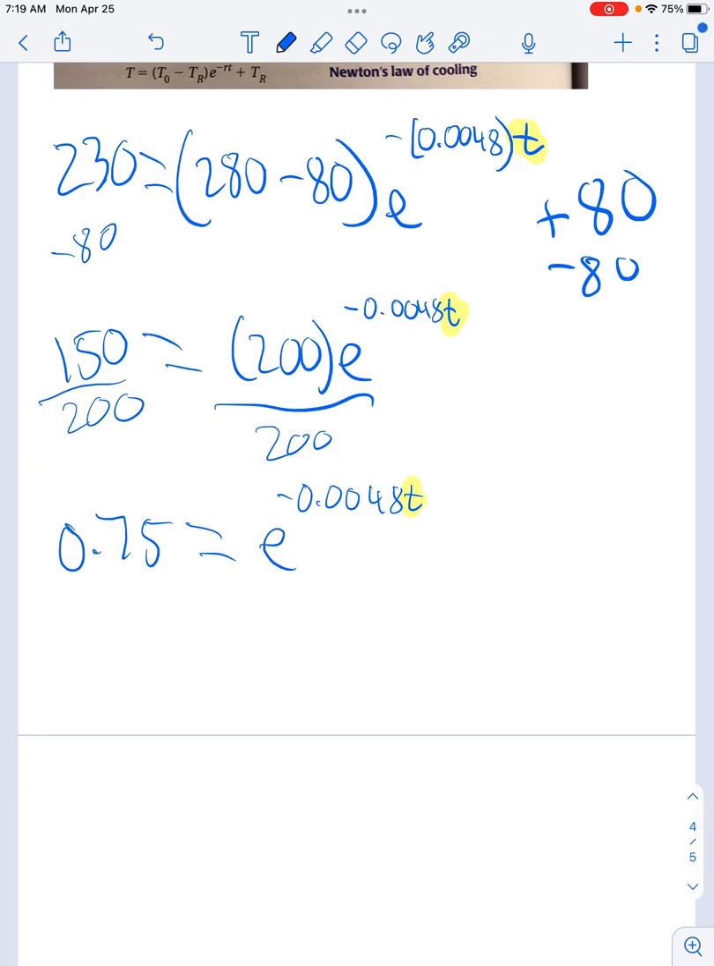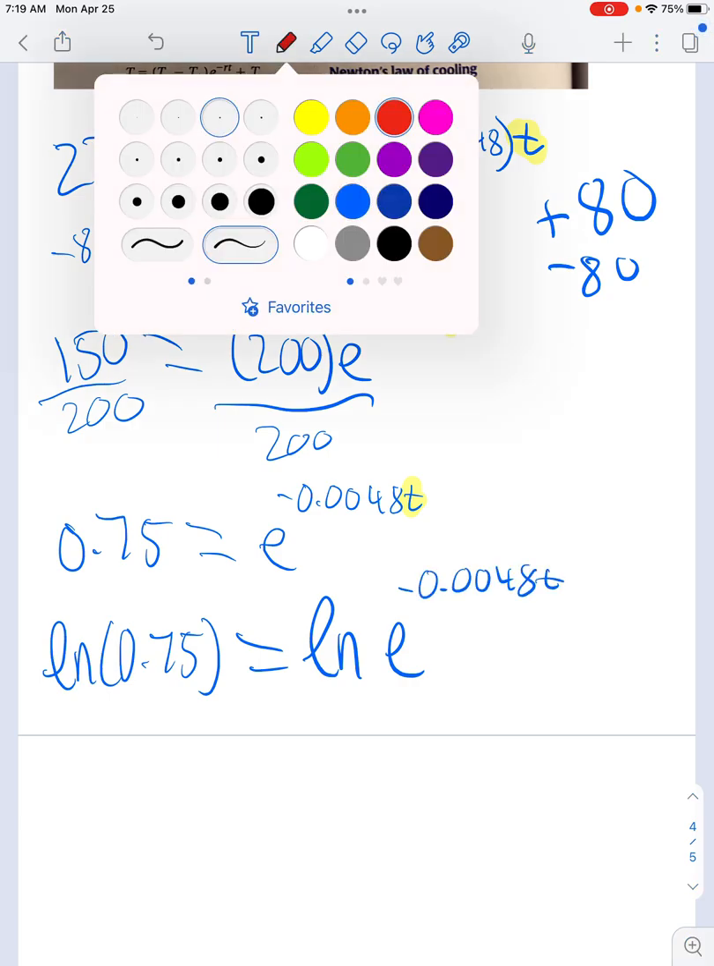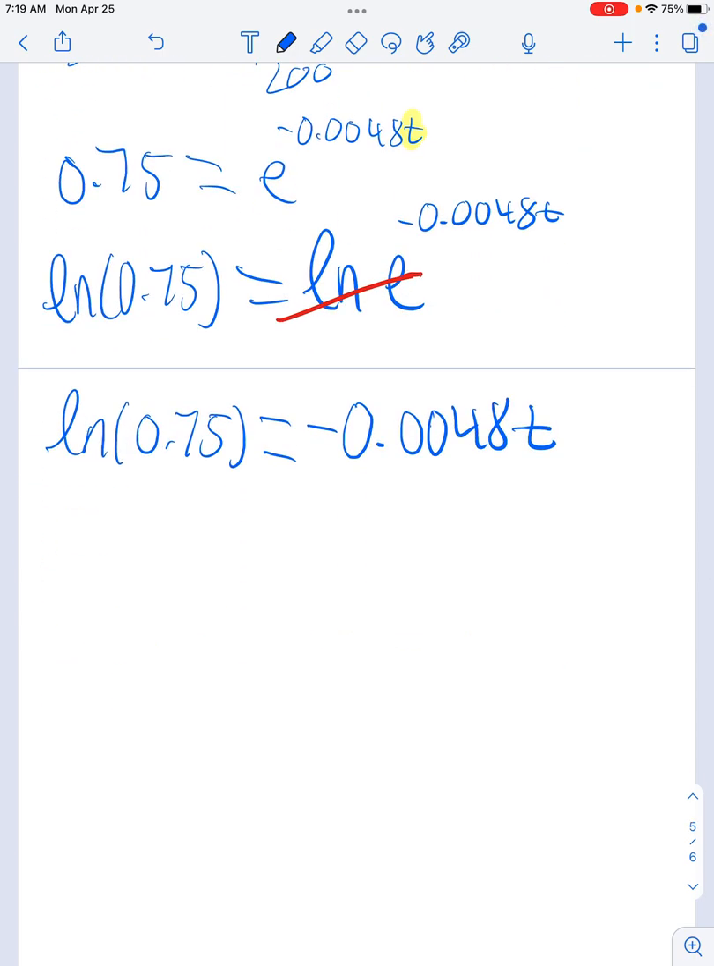Now I want to cancel out this e. How do we cancel out e? We use the natural log. So I'm going to take the natural log of 0.75 and the natural log of e to the negative 0.0048t, knowing that this is going to cancel out. So we only have the natural log of 0.75 is equal to negative 0.0048t. And so now we're almost done.